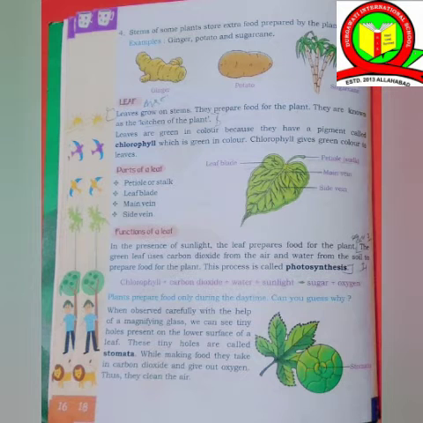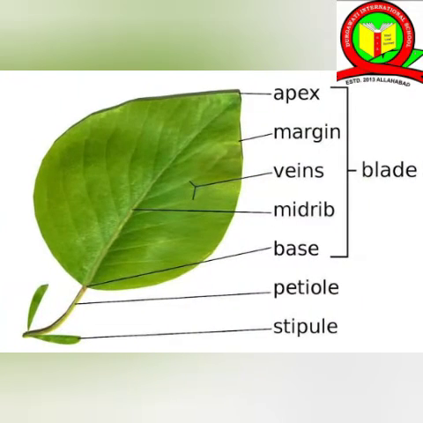When observed carefully with the help of a magnifying glass, we can see tiny holes present on the lower surface of a leaf. These tiny holes are called stomata. While making food, they take in carbon dioxide and give out oxygen. Thus, they clean the air. Now on the next page, there is a picture of a leaf with all the parts named around it. See clearly and tell me, can you recognize the parts?